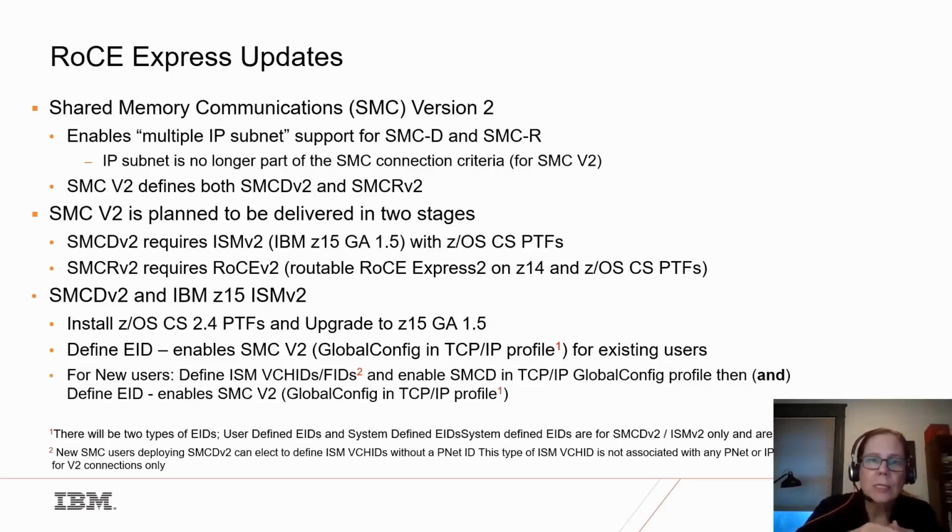So you can see here that the SMC-D support has been provided in Z15 GA 1.5 and higher, and it has PTFs on Communications Server that you would need to install. And the SMC-R requires routable RoCE Express 2, that's on a Z14, and also associated Communications Server PTFs. So if you're interested in the multiple IP subnet support, this is a good chart for you to look at to see what's required.